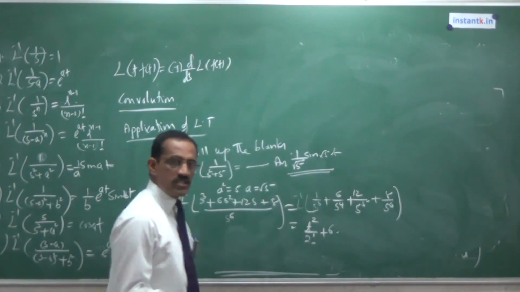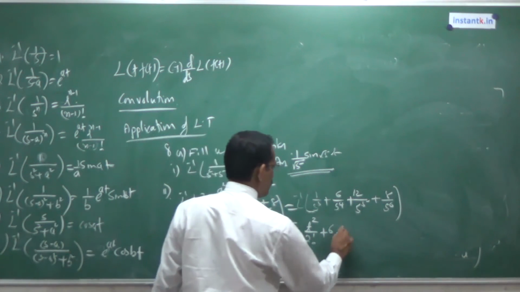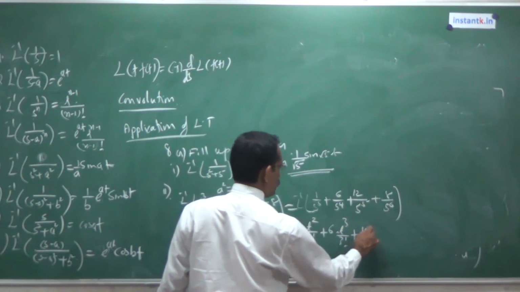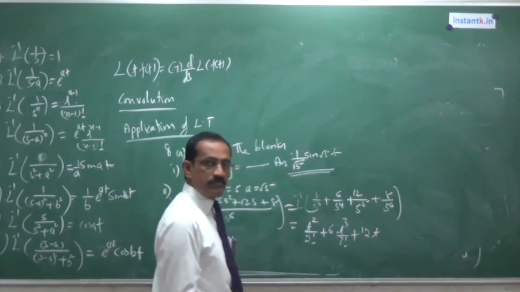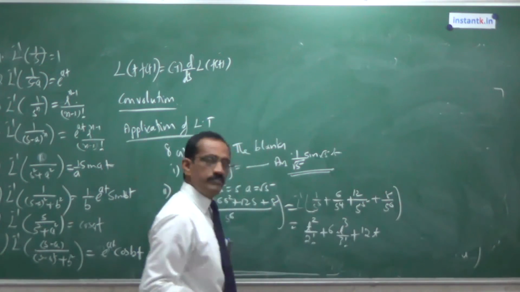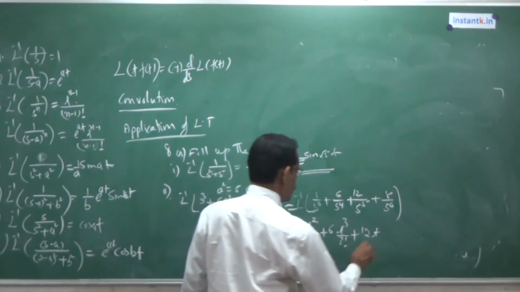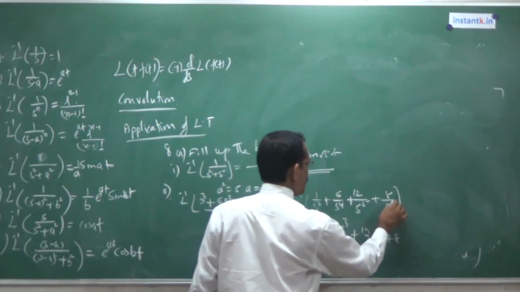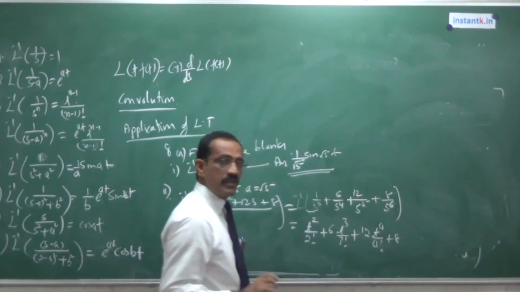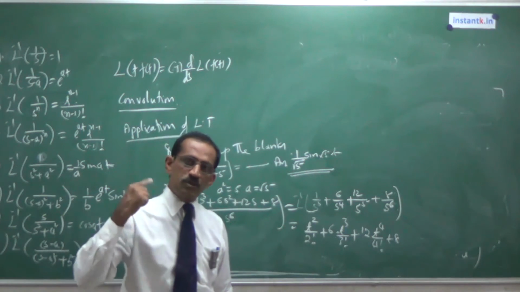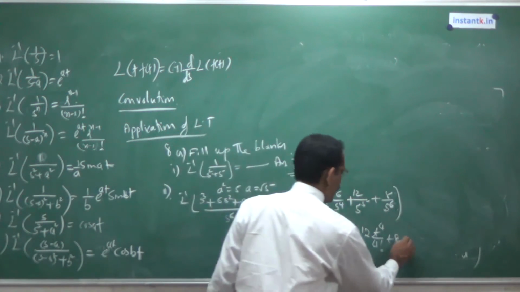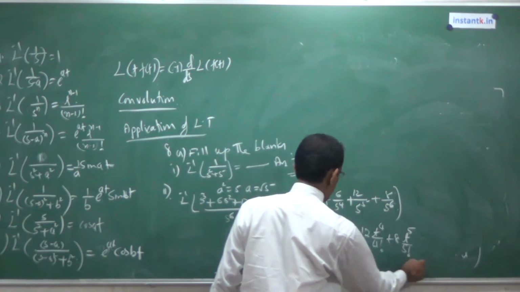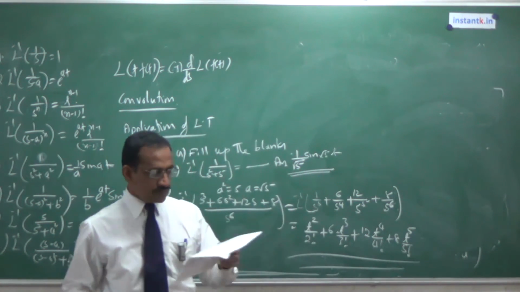For the next one, 6 into t to the power 4 minus 1, that is 3, divided by factorial 3. Then 12 into t to the power, n is 5, so 5 minus 1 means 4, by factorial 4. Then 8 into, it is 1 over s to the power 6, n is 6, so 6 minus 1, 5, by factorial 5. This is the correct answer.